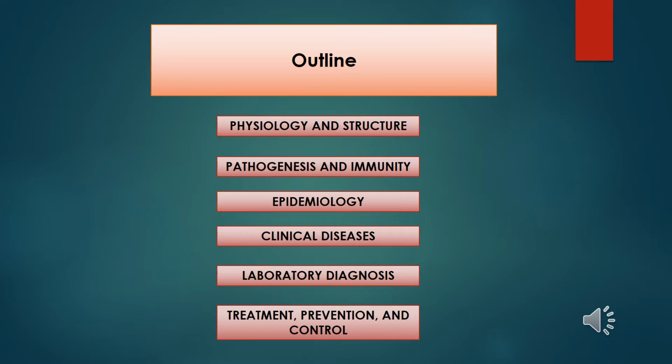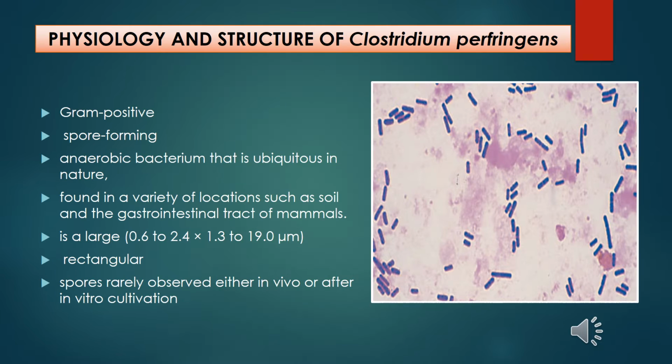So this would be the outline of my presentation. This would cover the physiology and structure, pathogenesis and immunity, epidemiology, clinical diseases, laboratory diagnosis, and treatment, control and prevention. Let's start with its physiology and structure.